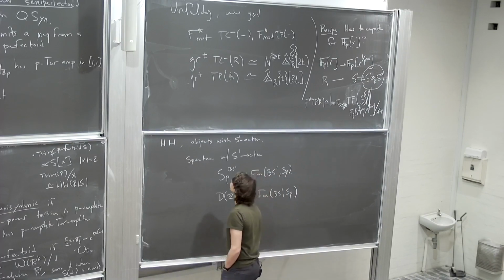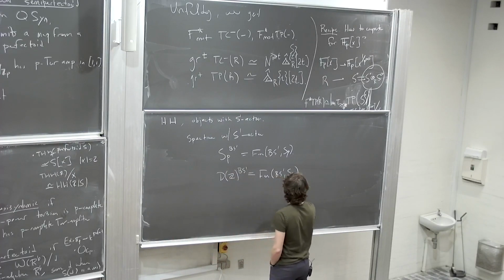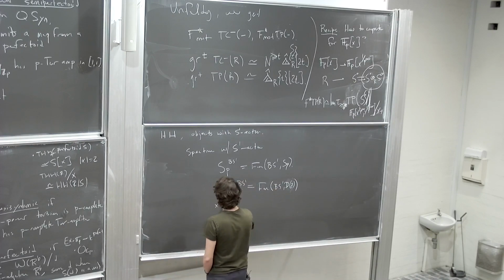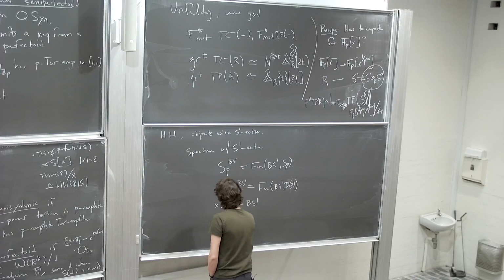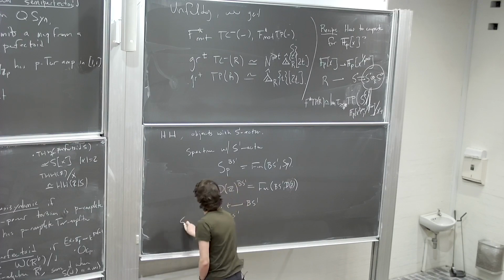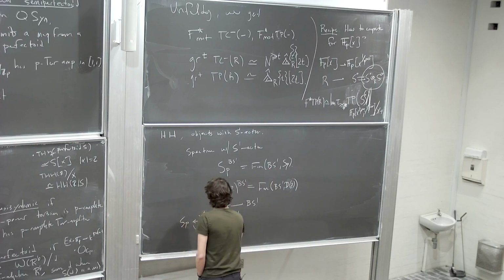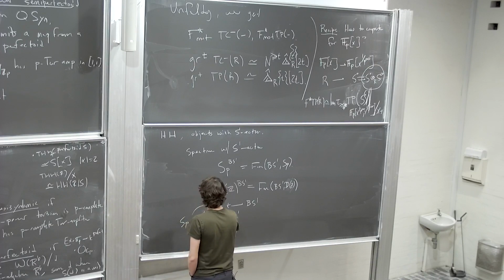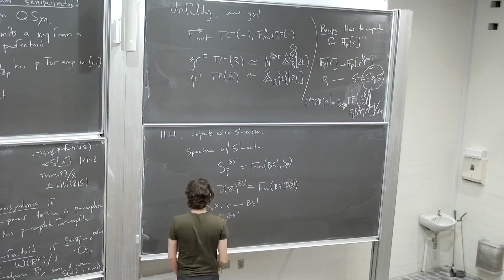And let's think a little bit about this category. So I have a map from a point to BS1, and that gives me a pullback map X upper star, which is just forget the S1 action. And this has a right adjoint and a left adjoint. The left adjoint is given by X lower shriek, the right adjoint by X lower star.